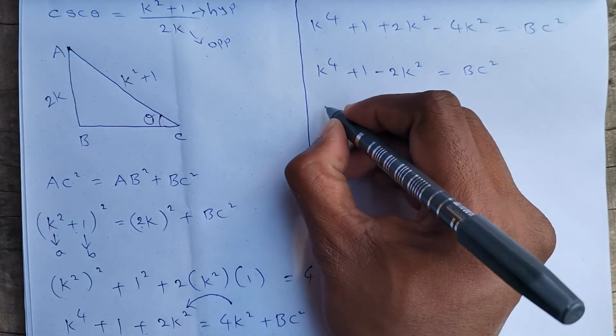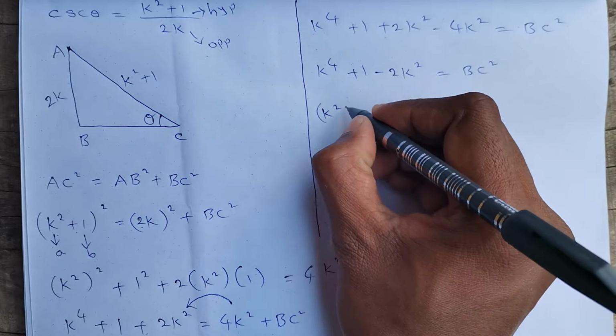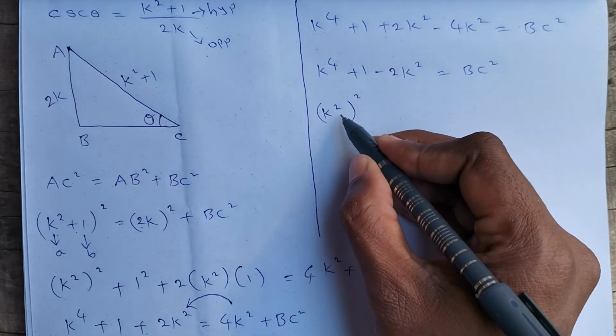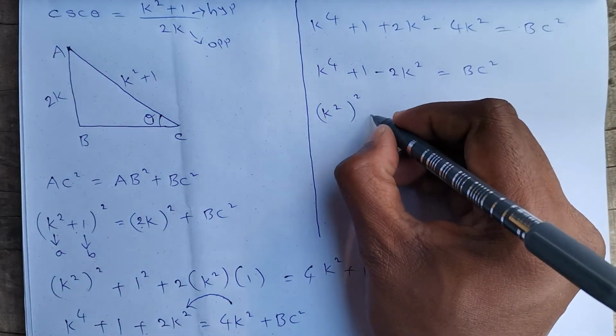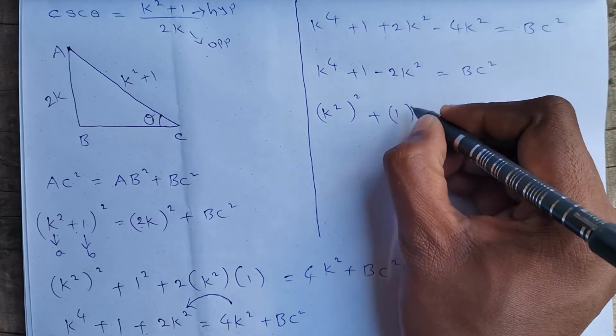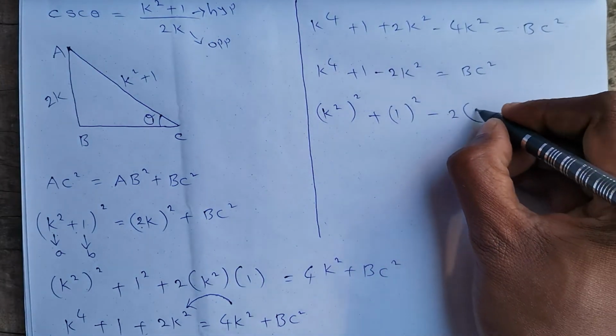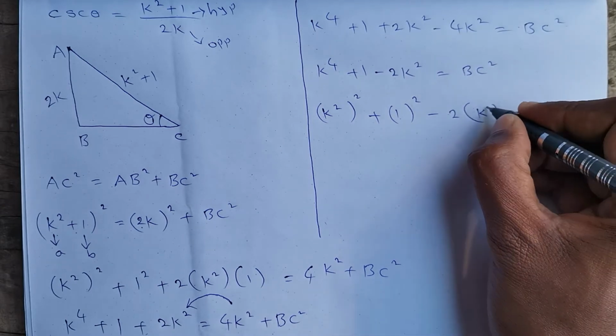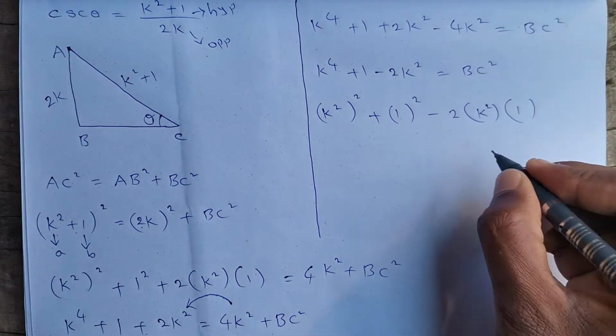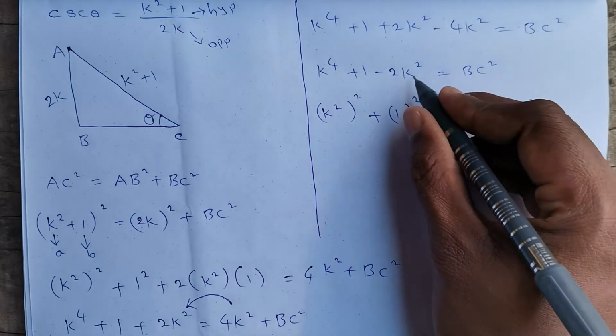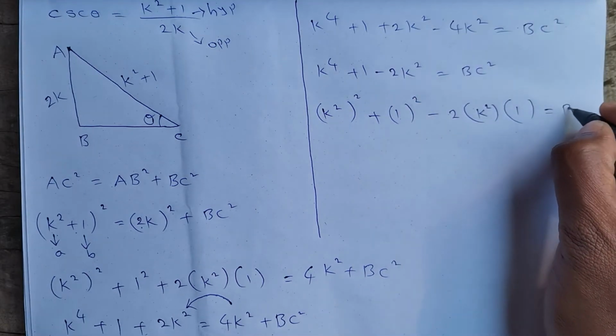Now this k power 4 I will write as (k square) whole square, because (k square) whole square is the same as k power 4. Plus 1, I will write it as 1 square, minus 2 into k square into 1, because 2 into k square into 1 is also the same as 2k square, is equal to BC square.